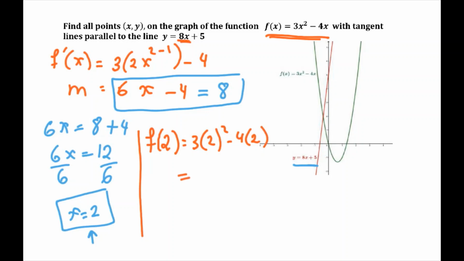And the answer is going to be 4. So the point (2, 4). Let's try this. At (2, 4), somewhere here, if I drew a tangent line, I'm going to end up with 2 lines that are parallel. This one and this one are parallel, and they have the same slope.